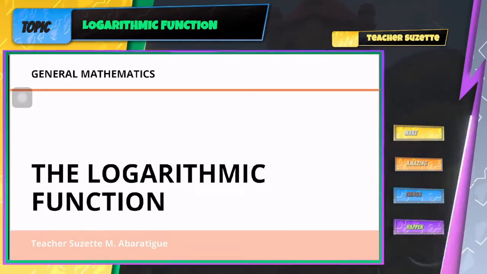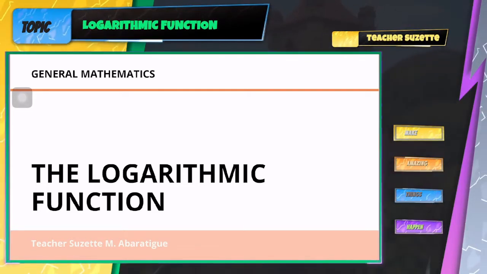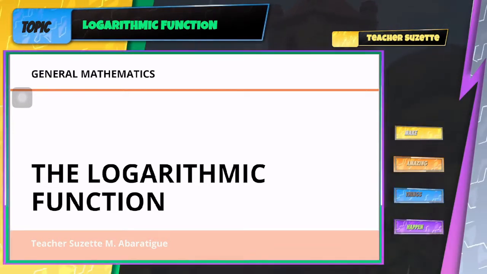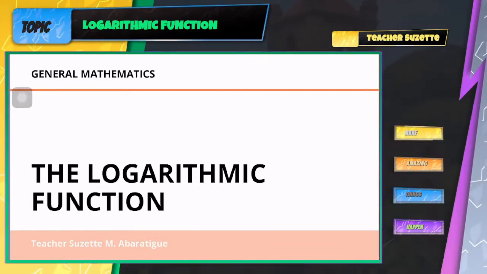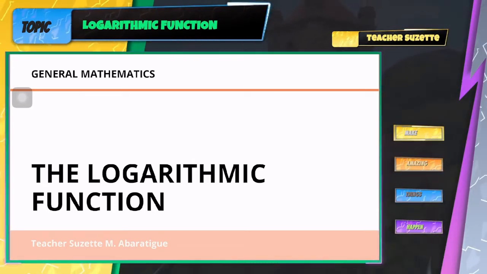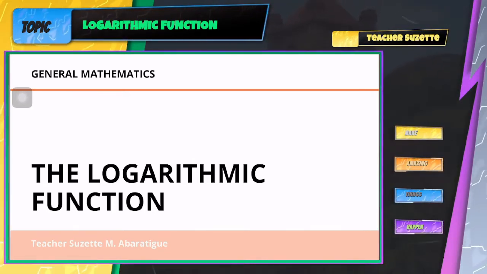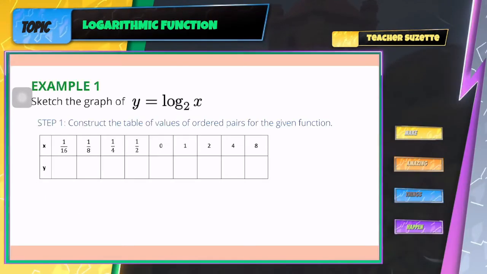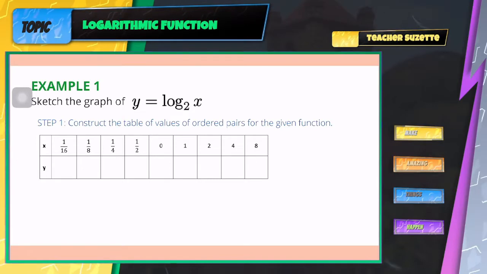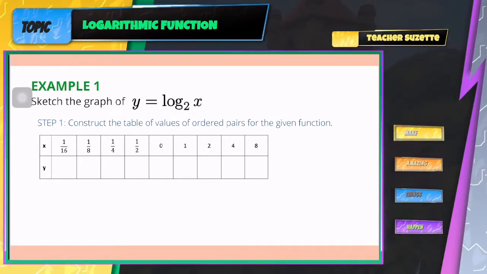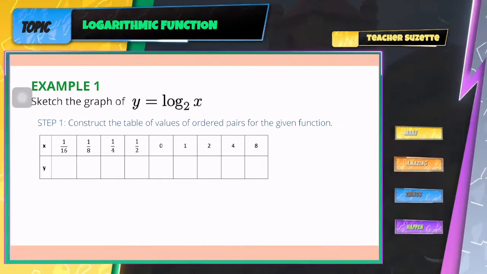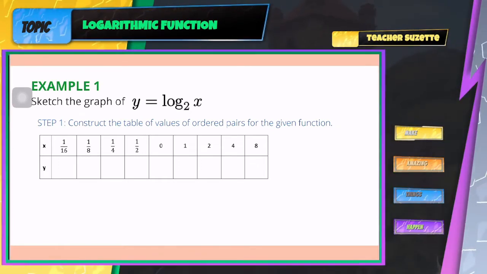Hi class, in this video we are going to represent a logarithmic function through its equation, table of values, and graph. We are also going to find its domain, range, intercepts, zeros, and asymptote. Let's have our first example representing the logarithmic function with base greater than 1. We have y is equal to logarithm of x base 2.